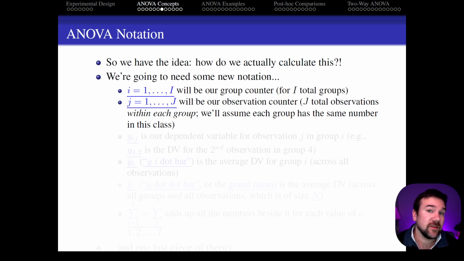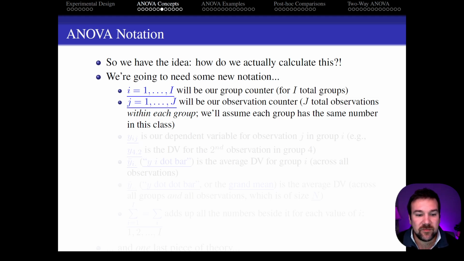It's worth noting that for the observation counter, this is the observation within each group. What do I mean by that? Well, group 1 is going to have its own j equal 2, and group 2 is going to have a completely different j equal 2. So we're going to have a quote-unquote second person, j equals 2, in each group. So j goes from 1 to capital J for each group differently.